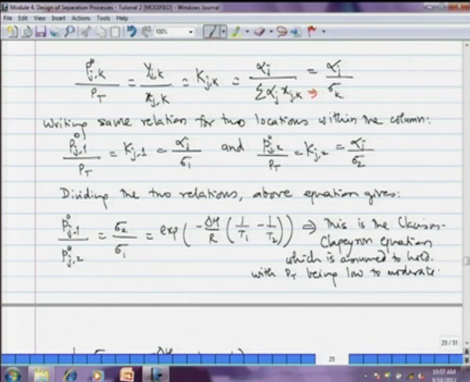So, P naught j 1 divided by P naught j 2 is equal to sigma 2 divided by sigma 1. The vapor pressure is now expressed in terms of the Clapeyron equation. P naught j 1 divided by P naught, that is the standard state, is equal to exponential of minus delta H by R into 1 by T 1 minus 1 by T 0, where T 0 is the temperature of the standard state. Usually it is STP condition.